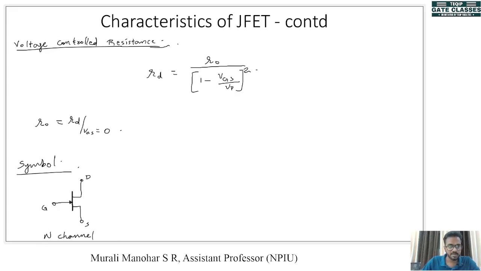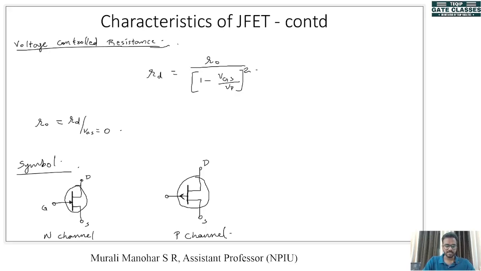If it is P channel, the symbol will look like this: drain, source, gate, and an arrow will be pointing out. And this is P channel JFET. This is the symbol for P channel JFET. And normally there will be an envelope here. Okay, so this is the symbol of an N channel JFET and a P channel JFET.